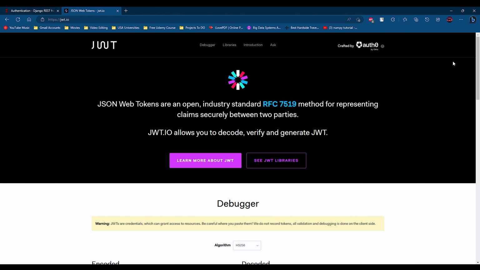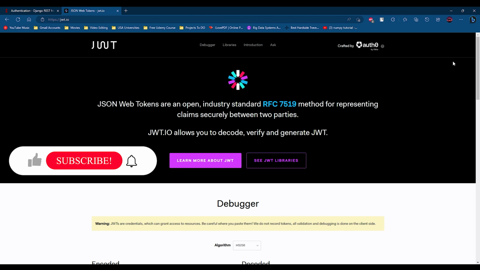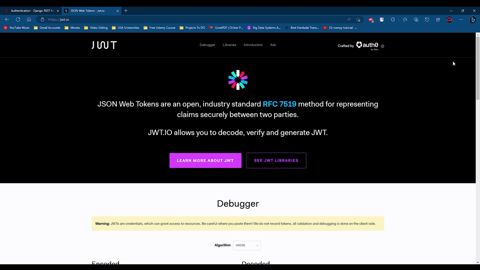This JWT basically returns two types of token whenever we try to log in or create a new account. The two types of tokens are access token and refresh token. Access token is basically used to access all the information, protected information to be precise, and refresh token is basically used to renew the access token.